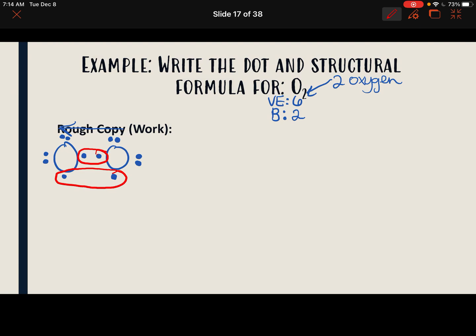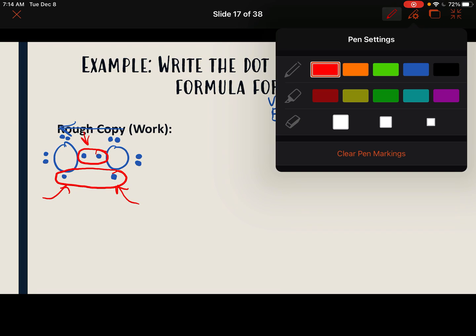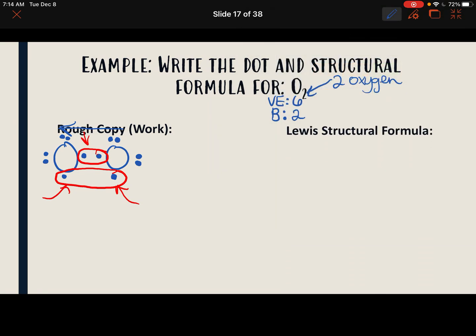But also notice what I did there. I shared the single electrons here. That was easy to see, but each oxygen still had a single electron to bond, and so I did a second bond there. And you can do that. You can have more than one bond between two elements.